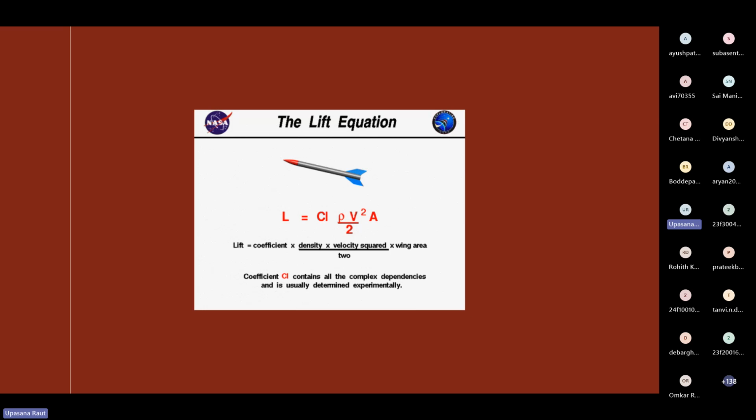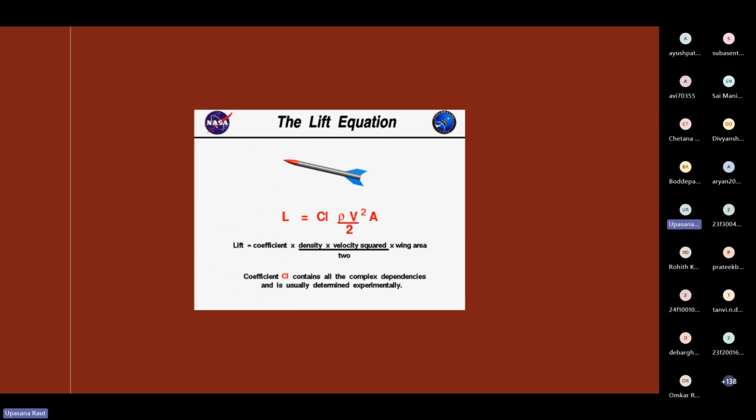And rho is the density of the air. Velocity is the velocity of the object, which is squared. And area is the area. Here it's written wing area, but it's basically the area through which the air is in contact. So the entire area needs to be taken. So again, this is the general formula, and it depends on various factors.